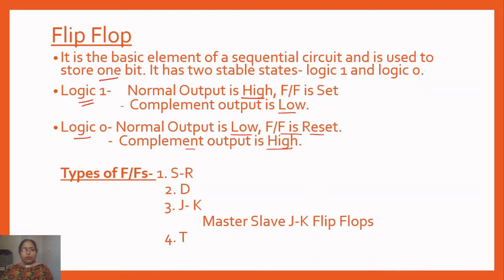So there are basically four types of flip-flops. First, the SR flip-flop, also called the set-reset flip-flop. Second is the delay flip-flop, which is made from the SR flip-flop, that is, the D type or delayed flip-flop. Third is the JK flip-flop, and to remove the limitations of the JK flip-flop we have an improved version called the master slave JK flip-flop. The last one, which is made from the JK flip-flop, is called the T flip-flop, the toggle flip-flop.